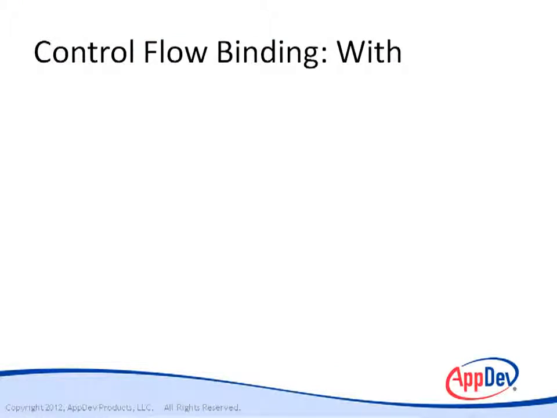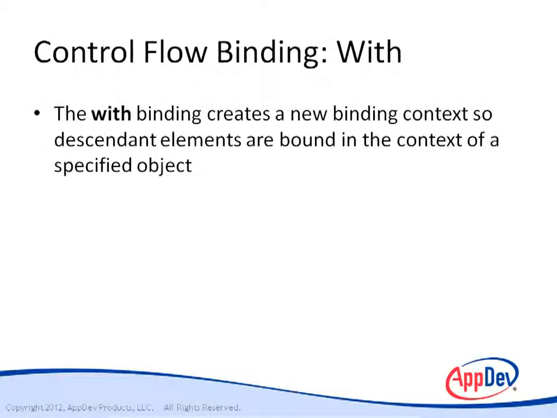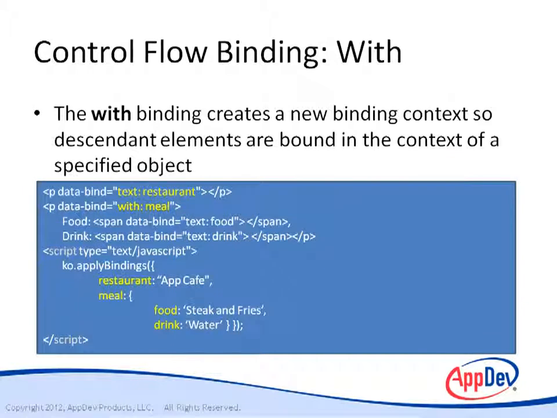This control flow binding we're going to talk about is the with binding. The with binding creates a new binding context, so descendant elements are bound in the context of a specified object. Here's an example. Here we have a paragraph tag that's data bound to the text restaurant. But underneath it, we have another paragraph tag that's data bound with the with binding to the context of meal. Underneath that, we have data binds of text for food and text for drink.